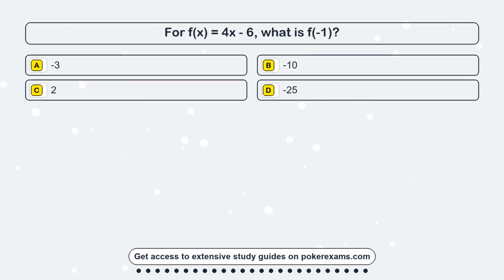Question 15. For f(x) equals 4x minus 6, what is f(-1)? Option A, -3. Option B, -10. Option C, 2. Option D, -25.